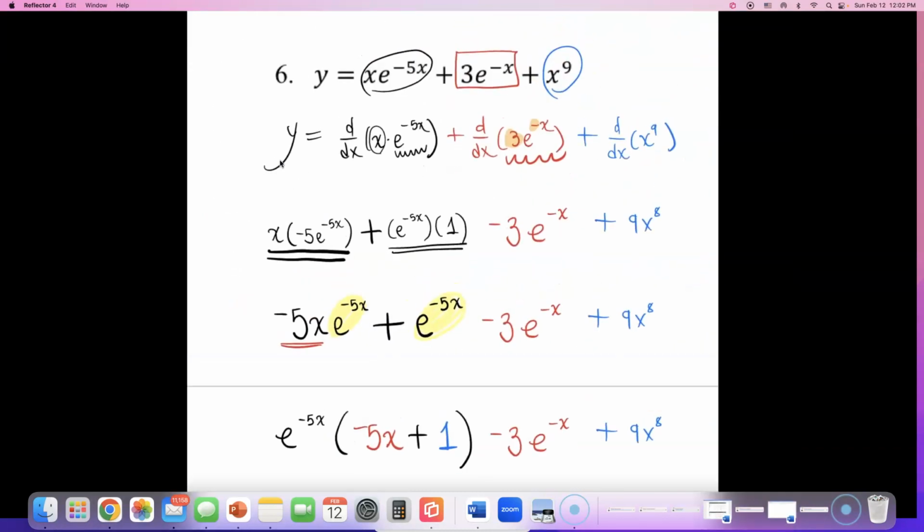This started as just a sum of unrelated looking terms we took the derivative of. So the red and the blue were pretty easy, but then the black one we had to use the product rule and try to simplify it. But that is how we can take the derivative of this function y.